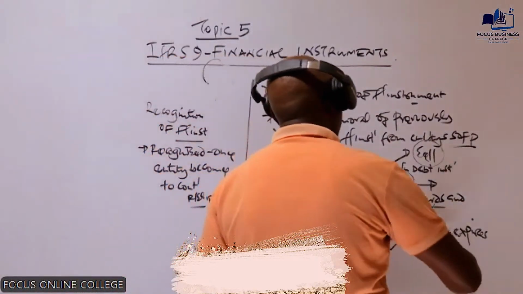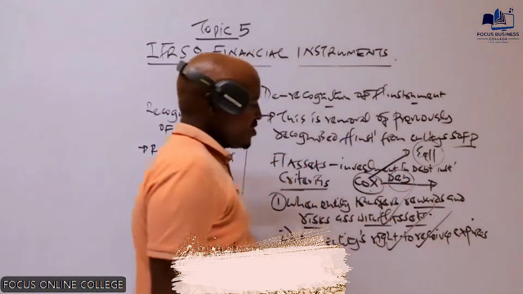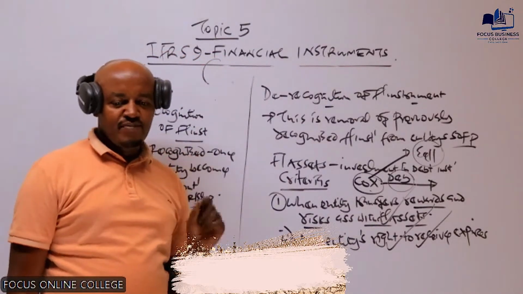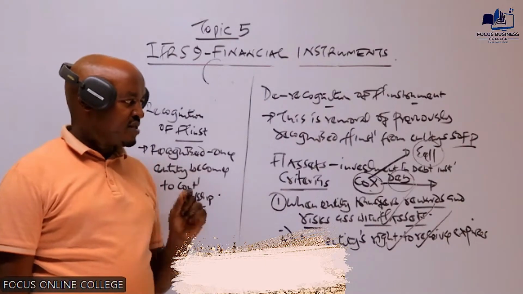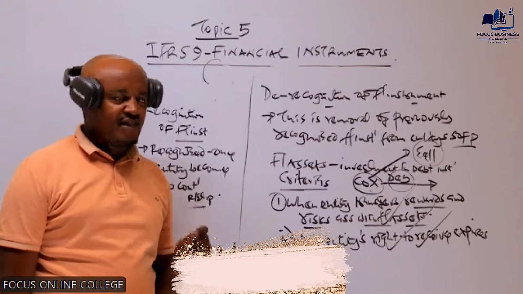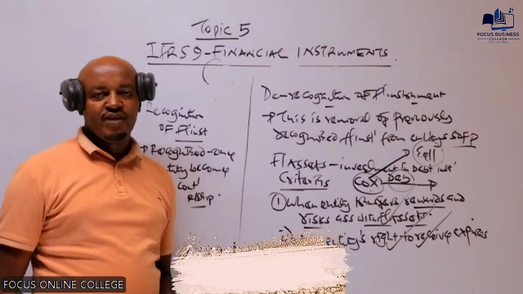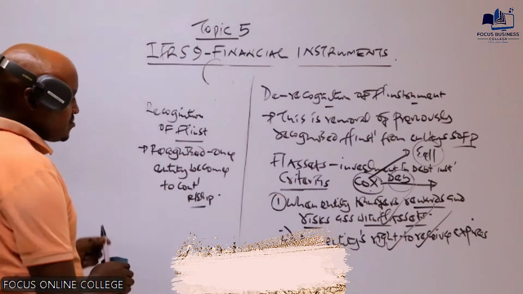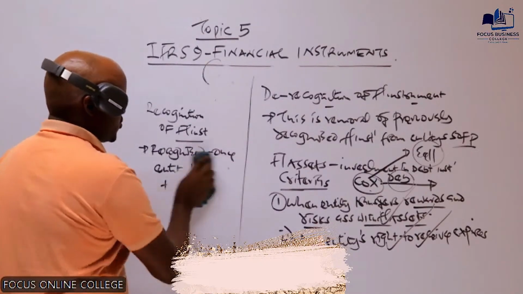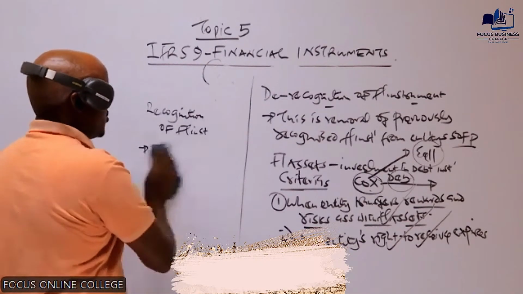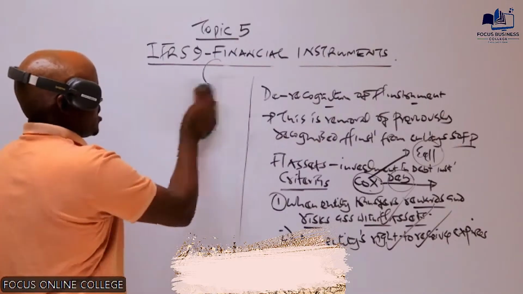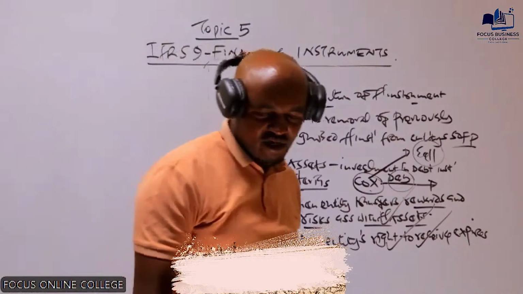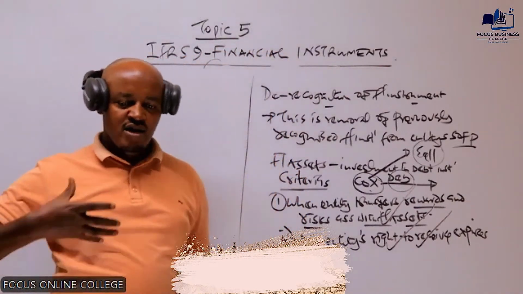So therefore, the other criteria for derecognizing a financial asset is when the entity's right to receive cash has expired, maybe because the debt instrument which the company had invested in has matured and been redeemed. So in this case, we have those two criteria upon which a financial asset may be recognized.